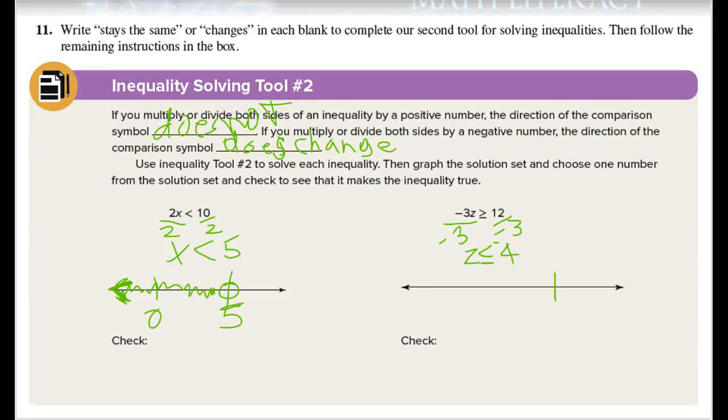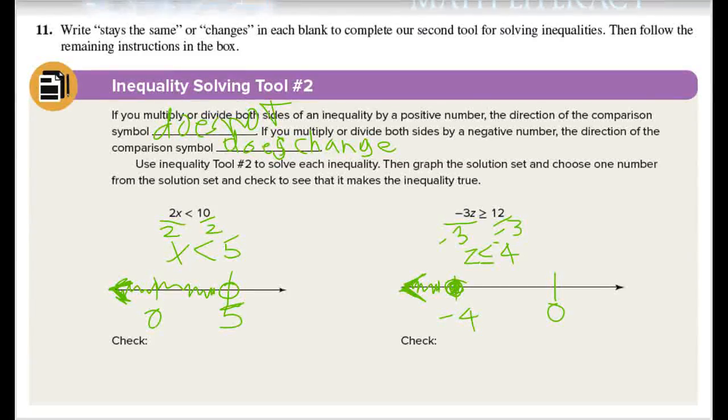So if I draw my solution line, -4, z has to be less than or equal to, so -4 is the dividing line. We go to the left, and it can be -4, so we'll fill that in.